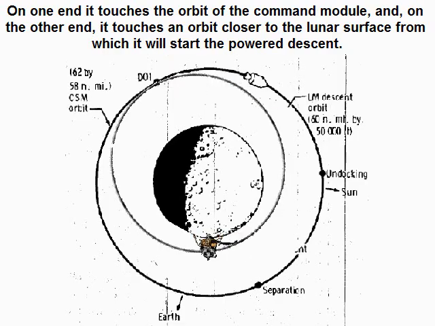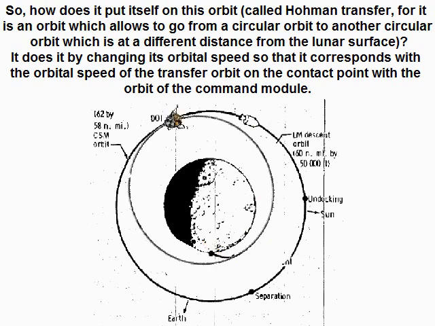On one end it touches the orbit of the command module, and on the other end it touches an orbit closer to the lunar surface from which it will start the powered descent. So how does it put itself on this orbit, called Hohmann transfer? For it is an orbit which allows to go from a circular orbit to another circular orbit which is at a different distance from the lunar surface. It does it by changing its orbital speed so that it corresponds with the orbital speed of the transfer orbit on the contact point with the orbit of the command module.